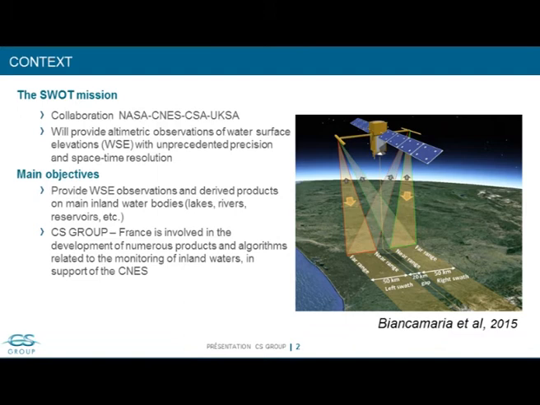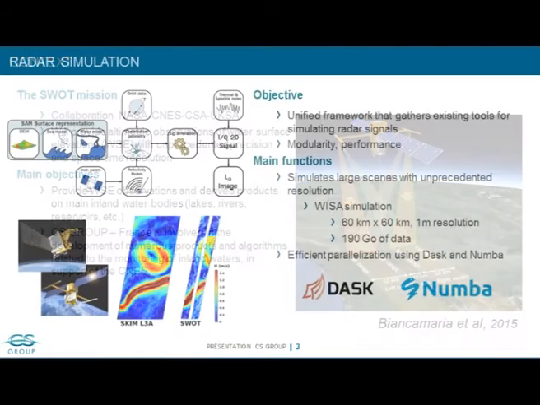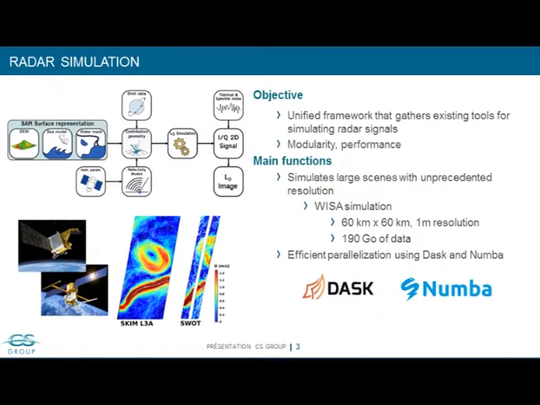The context is the SWOT mission, which is a collaboration between NASA, CNES, the Canadian Space Agency, and the UK Space Agency, and this mission will provide altimetric observation of water surface elevations with unprecedented precision and space-time resolution. Our main objectives here are to help CNES to develop numerous products and algorithms related to the monitoring of inland waters. The first activity is about radar simulation.